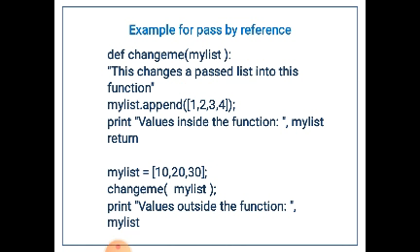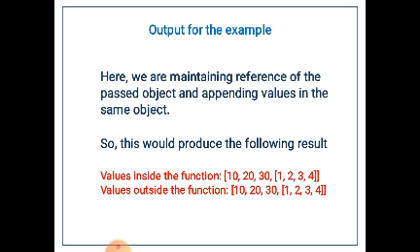You see here we have called the function, that is changeme. So the above values were included in the inside function and also in the outside function. Hence we have got the following output. Inside the function it is producing the 7 values, and outside the function also it is producing the 7 values.